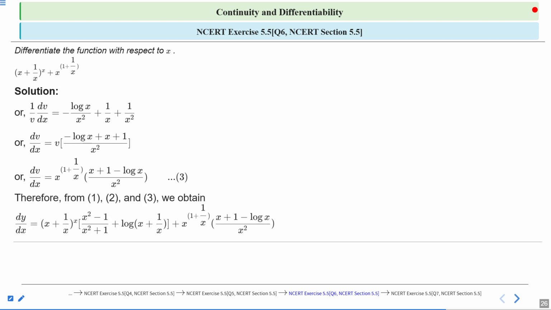Therefore, from 1, 2 and 3, we obtain dy/dx will be equal to (x + 1/x)^x into [(x^2 - 1)/(x^2 + 1) plus log(x + 1/x)] plus x^(1 + 1/x) into (x + 1 - log x)/x^2, okay? So this will be our required answer, okay?